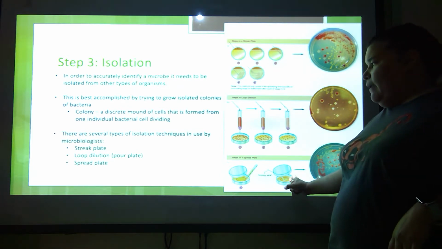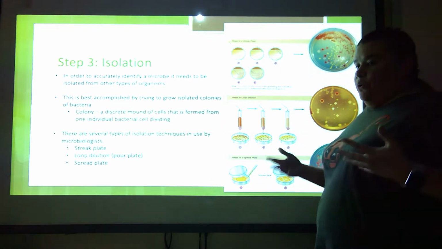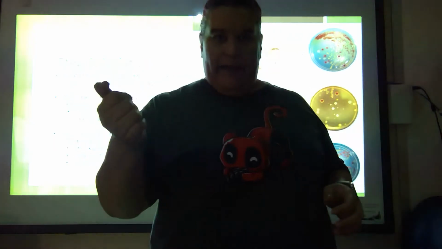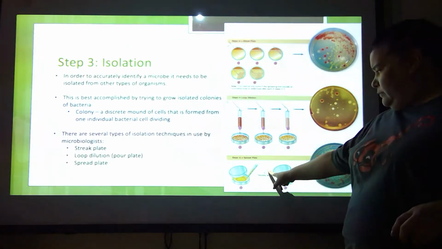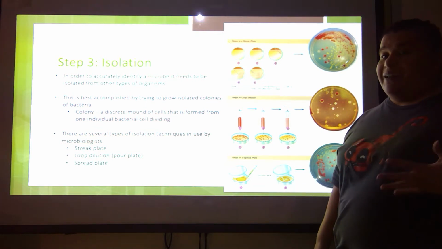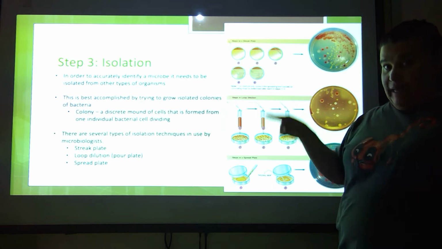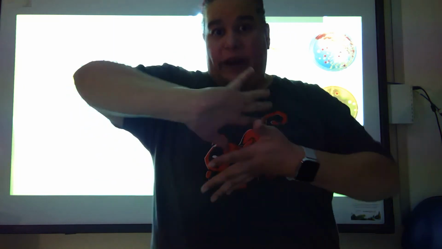Now, spread plate. Depending on what your ultimate goal is, you may take a sample of this fluid, put it on a plate, and then you get something called a spreader bar. Okay, you can see it right there. Some people call it a hockey stick because it looks like a hockey stick. But you put that fluid on there and then you spin the plate. That hockey stick, like a squeegee, is basically going to spread that fluid around the surface.